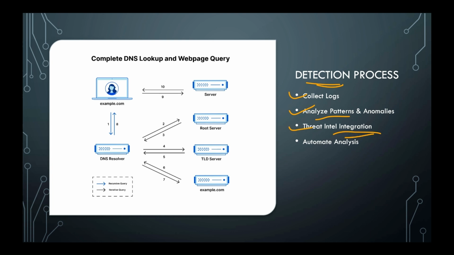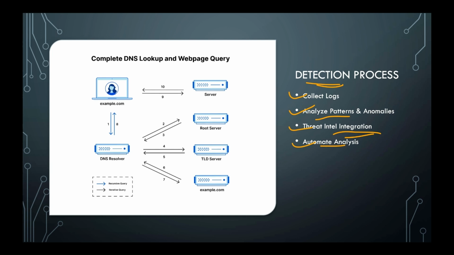Step number three, leveraging threat intelligence for detection. Using external threat intelligence can significantly improve your DNS log analysis by allowing you to correlate DNS requests with known malicious domains or IP addresses. Many threat intelligence platforms like MISP, OTX, and AlienVault provide up-to-date feeds of domains associated with malware campaigns or command and control servers.